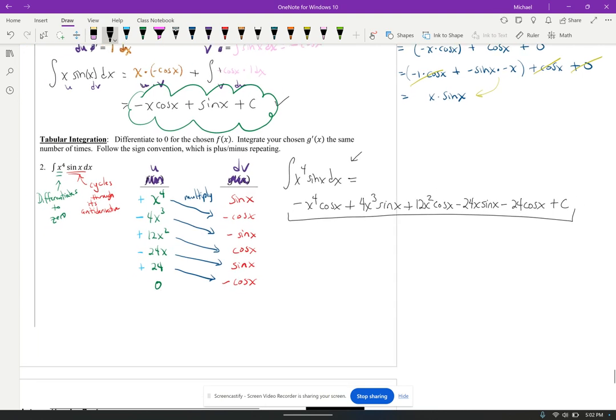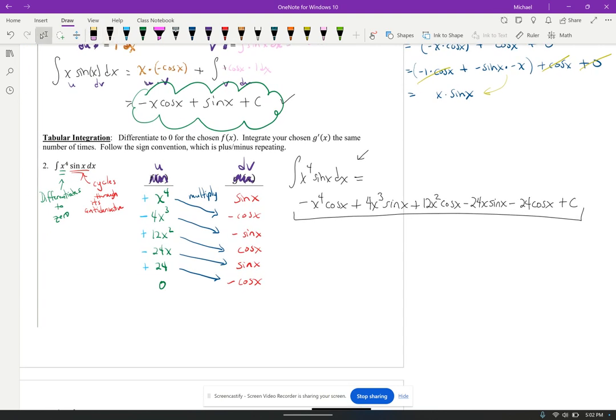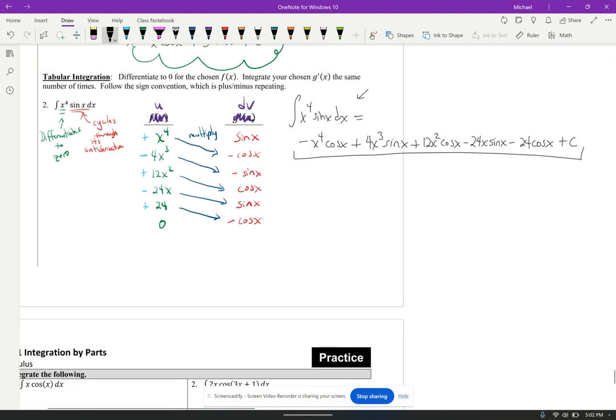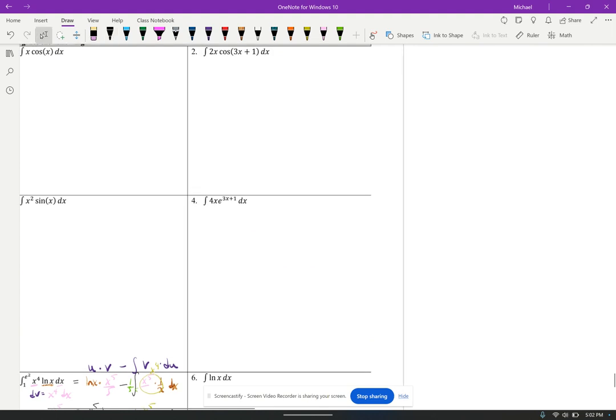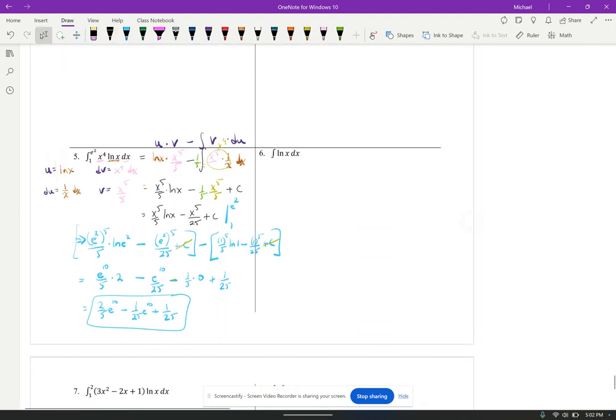But again, when do we do this? We do this when one of the functions we can differentiate down to 0. If I can't go down to 0, this is not going to work. And also, we choose the other function that we can anti-differentiate over and over and over, most of the time because there's a pattern and it repeats, it cycles. But as long as I can take the antiderivative, it works. Okay, so let's try this with another one.